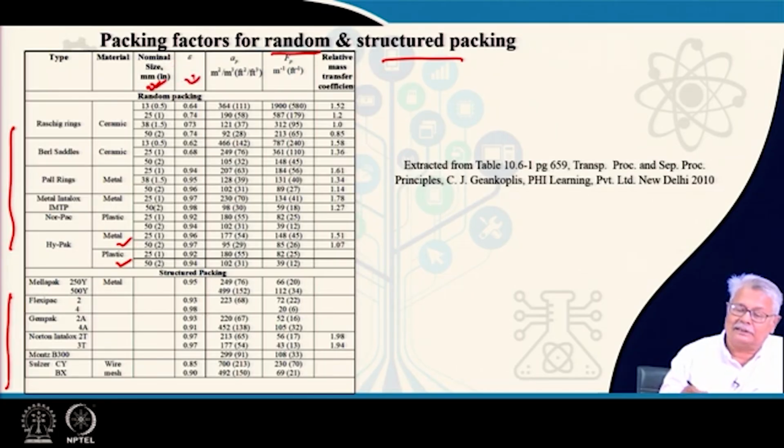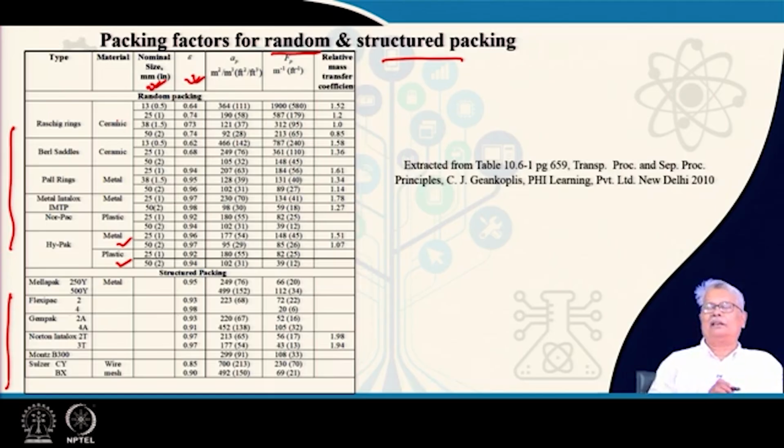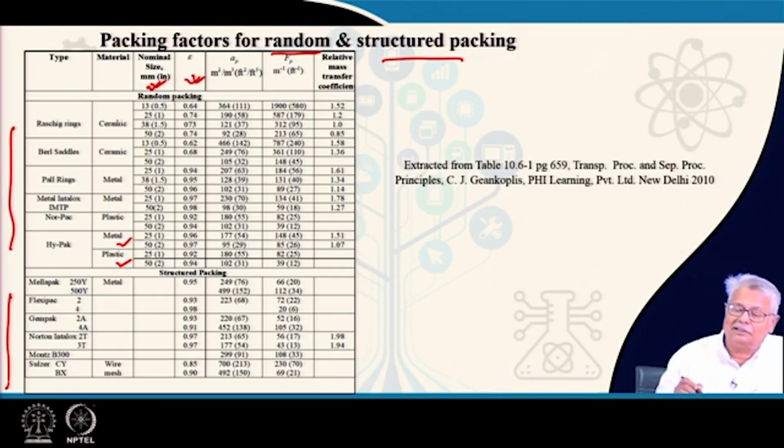The void fraction is here. You will notice one thing very interestingly, that whenever you have ceramic, you need to have a reasonable amount of strength. You must have a thick wall. So, that limits your maximum amount of free space, which is epsilon. So, you have a 0.64 here, whereas if you look at any metal packing, it will be 0.94, 0.95, 0.96, 0.97 of this order. In fact, it has gone up to 0.98 in case of metal interlocks, so IMTP.